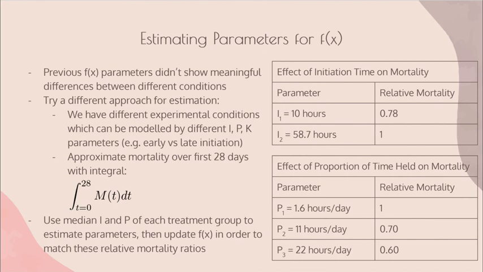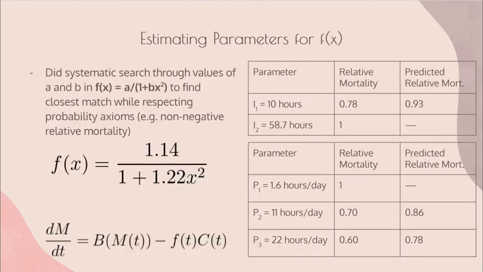The values of I and p were chosen so as to reflect the median values within each group, as shown in the paper. We did a systematic search of the constants for the chosen form of the f function, and found that the function shown here was the best fit. In other words, it minimized the difference in the expected and actual ratios between the experimental groups. The expected mortality ratios using this function are shown in the tables on the right.